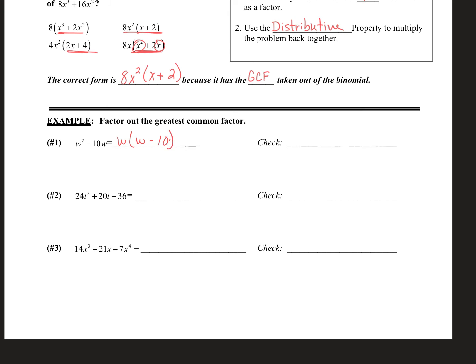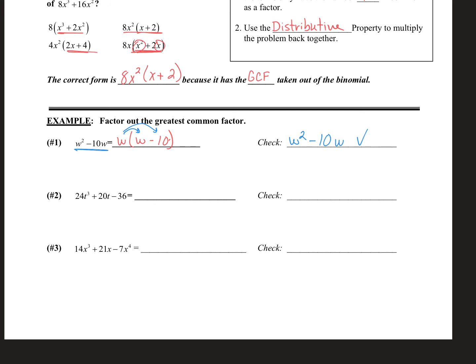All right, and then to check this, again, if you look in that box above, you can still see it on screen. Number 2, it says use the distributive property. So if we just distribute that, w times w is w squared, and w times negative 10 is negative 10w, okay? And that checks out because that's exactly what we had over here. All right, now let's look at the second example.